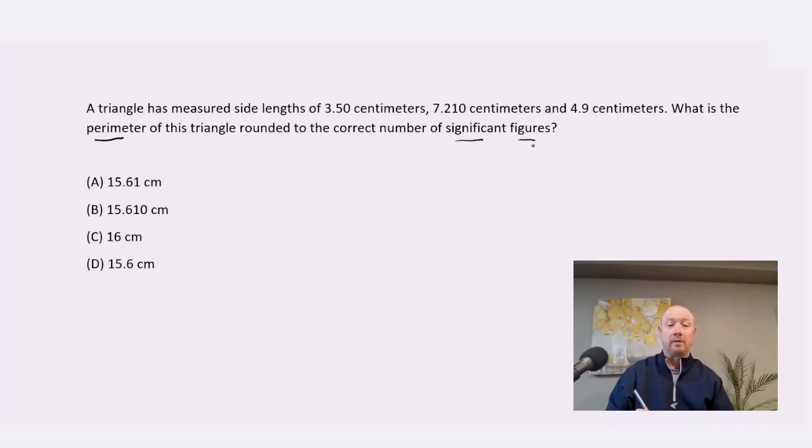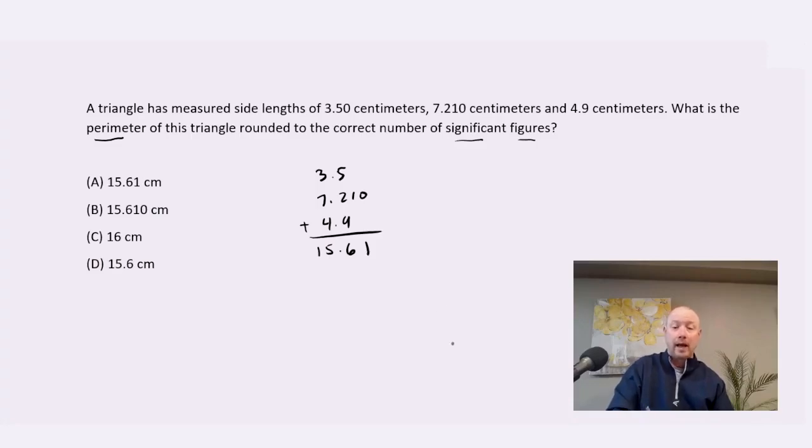Okay, so the perimeter of a triangle would be the distance around the triangle, and we have all three sides here. So what we're going to do is we're going to add the 3.5, the 7.210, and the 4.9. If we add those together, we should get 15.61. Okay, now we want to round this to the correct number of significant figures.